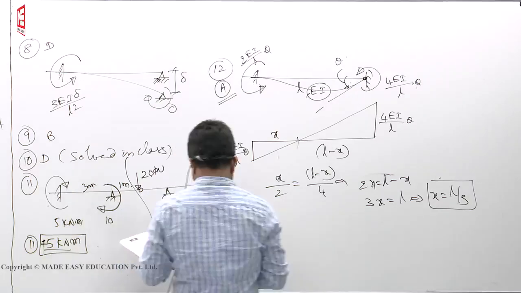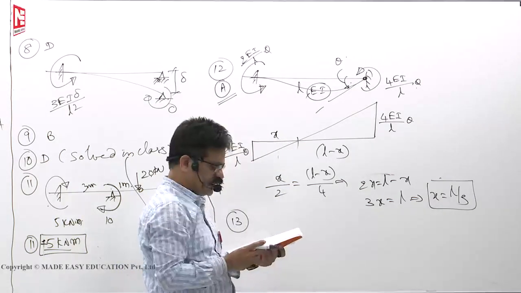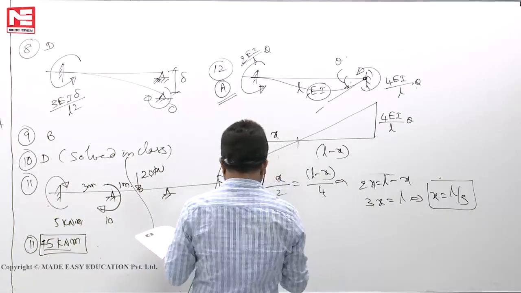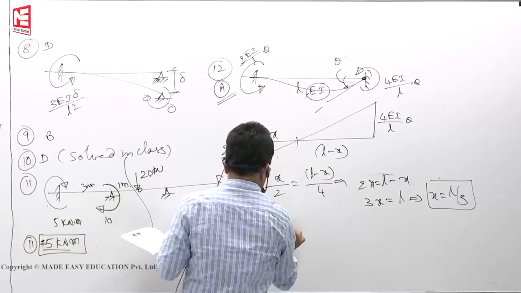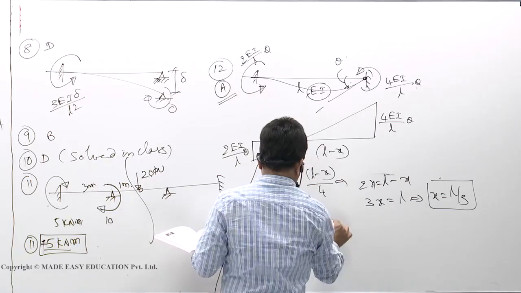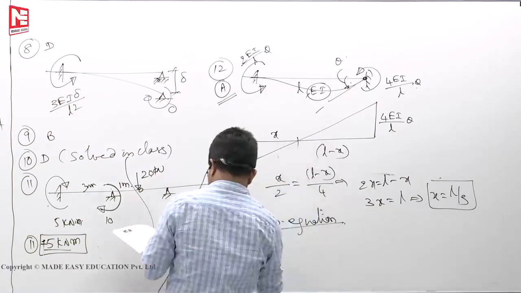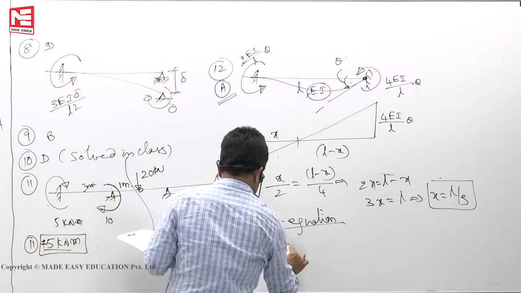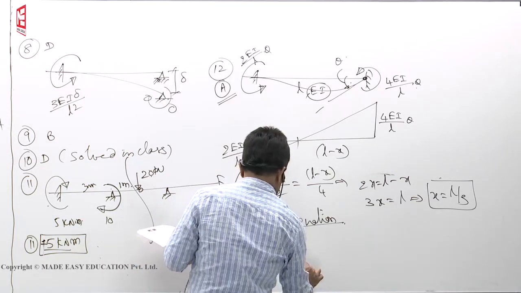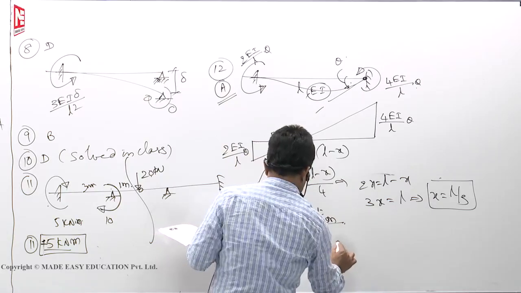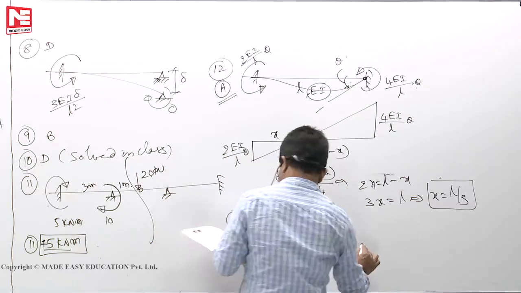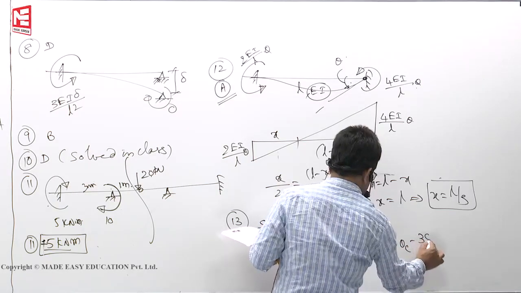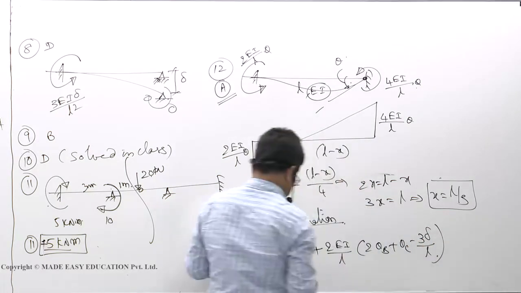Next, 13th: portal frame is shown in the figure. Theta B, theta C is given. Value of moment at B. So you write the slope deflection equation. What is the slope deflection equation? Value of moment at B: MB is equal to MF BC plus 2EI by L into 2 theta B plus theta C minus 3 delta by L.